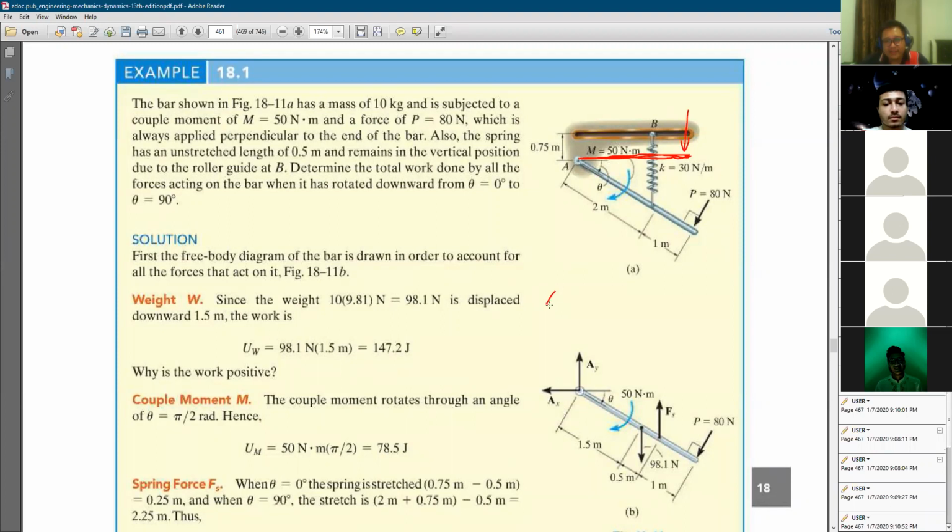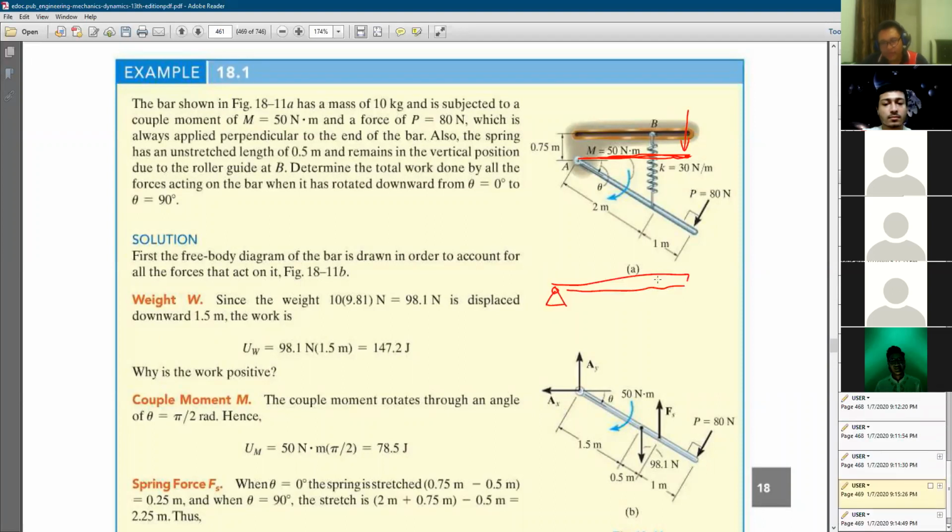This is the hinge where, sorry, let me redraw it. The bar like that, and there is a support here.